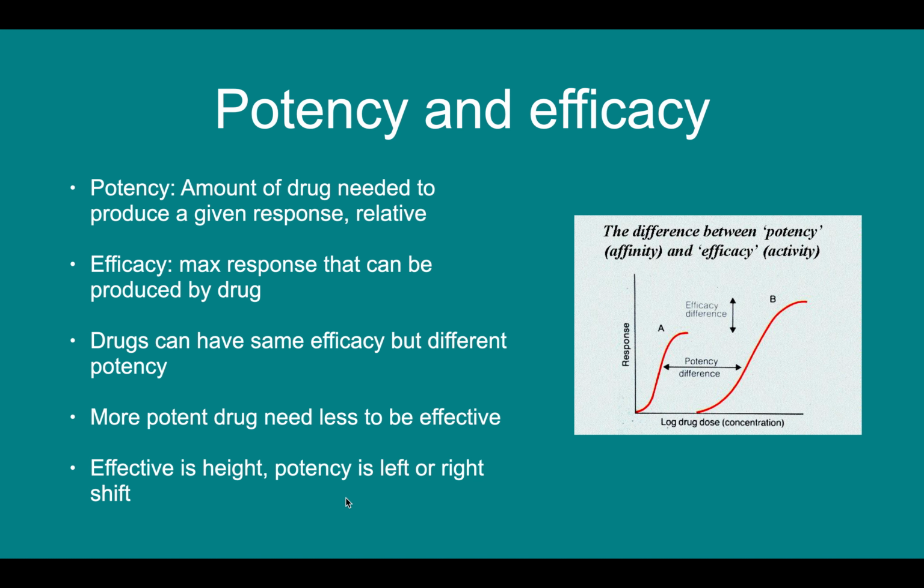So you can have, let's say, the same efficacy but different potency. Let's say drug A is on this side right here, and it's at the same height in efficacy. You would say these drugs will have the same efficacy, but drug A would be more potent because it's closer to 0.